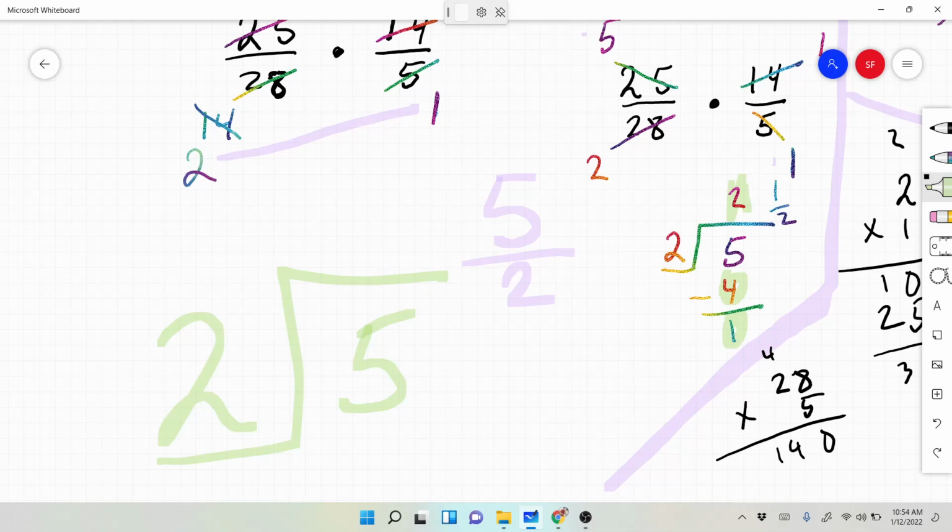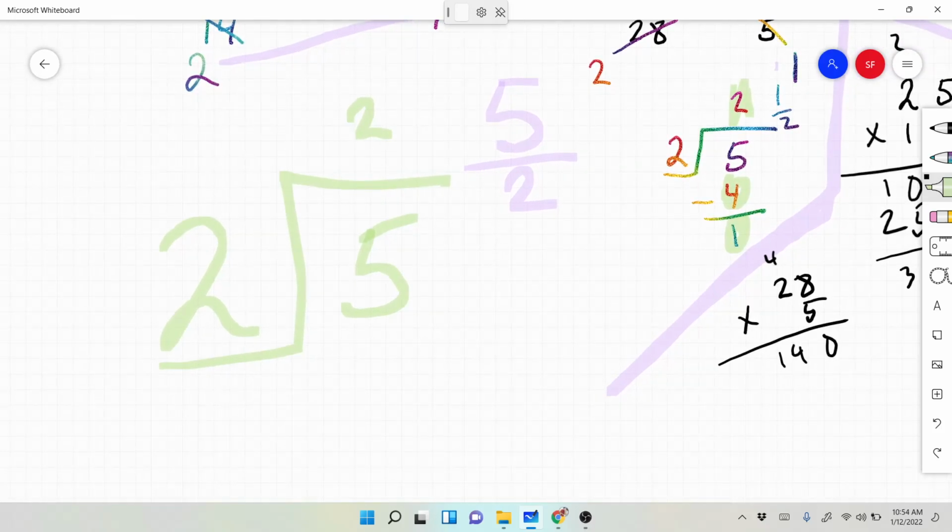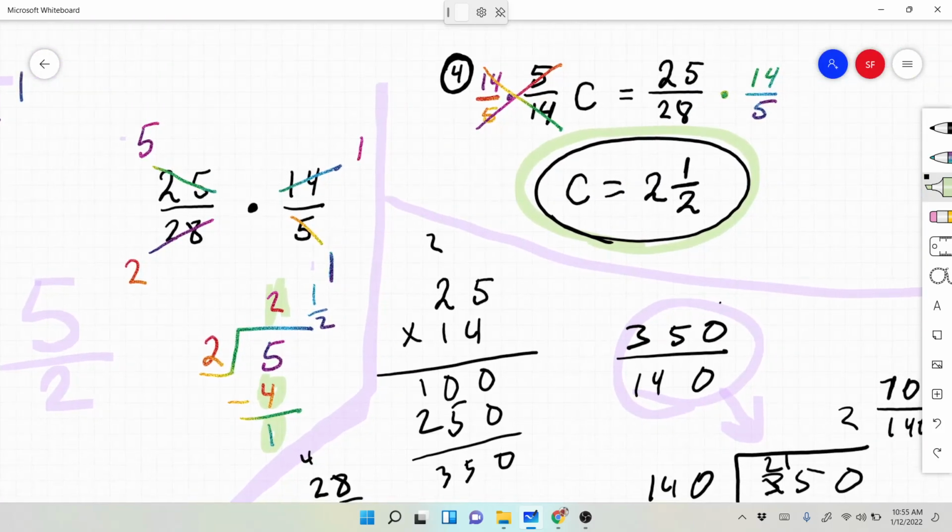2 divided into 5. 2 goes into 5 how many times? No, not once. 2 times. What's 2 times 2? 4. And then 5 minus 4 is 1. Now does 2 go into 1? 1 is smaller than 2, right? So it doesn't. So now that we've got it down here, we just put this number over this number. So 2 and 1/2, right? And then that's all the way done and reduced. So that's our answer.